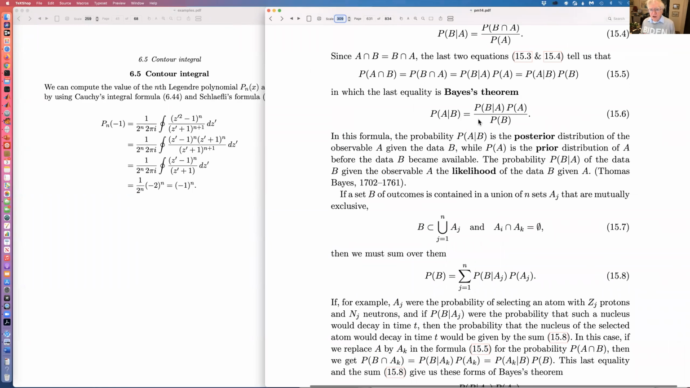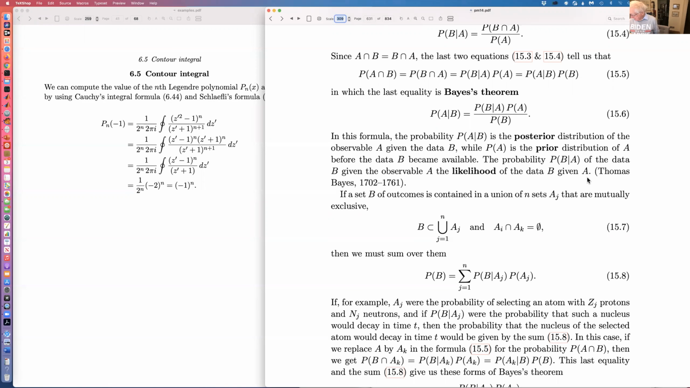Okay, so this is called Bayes' theorem, and the probability of A given B is called the posterior distribution of the observable A given the data B. P of A is called the prior distribution of A before the data B became available. And the probability of B given A is the probability of the data B given the observable A. And this is called the likelihood of the data B given A.